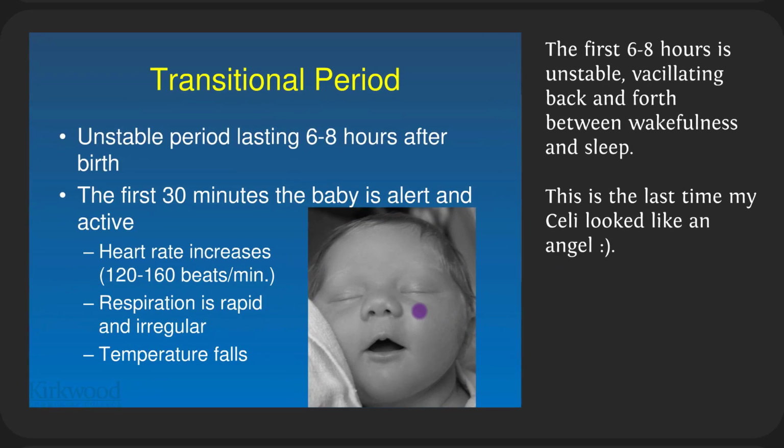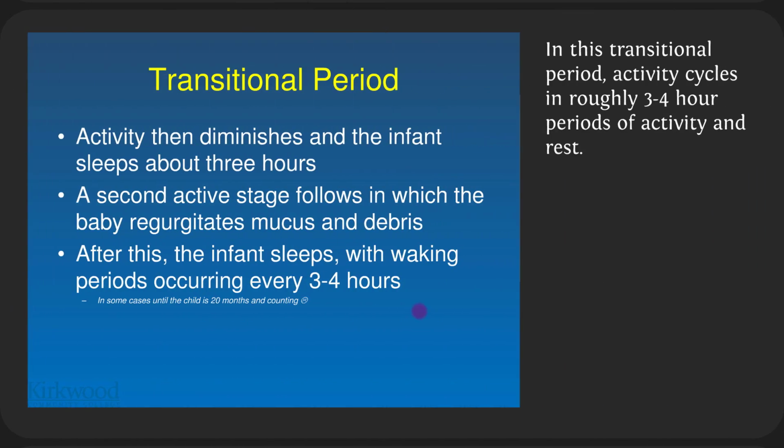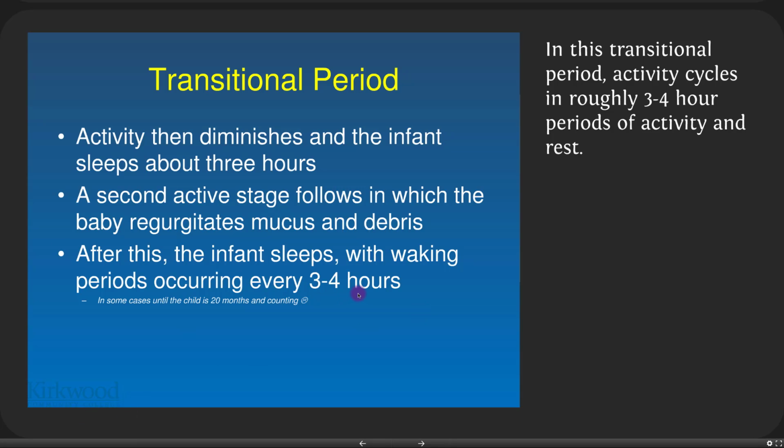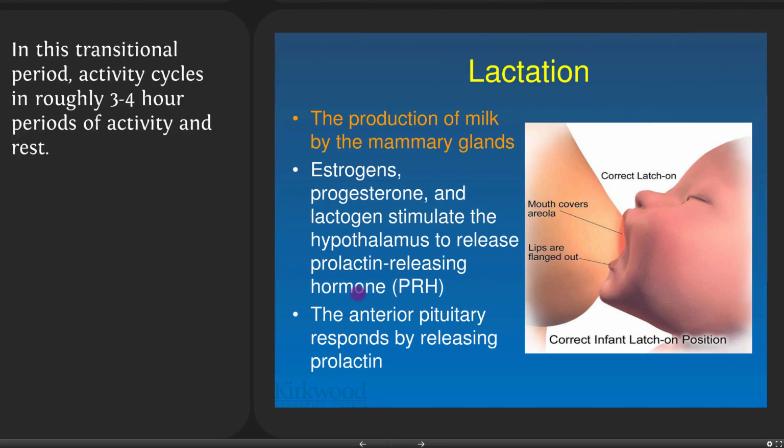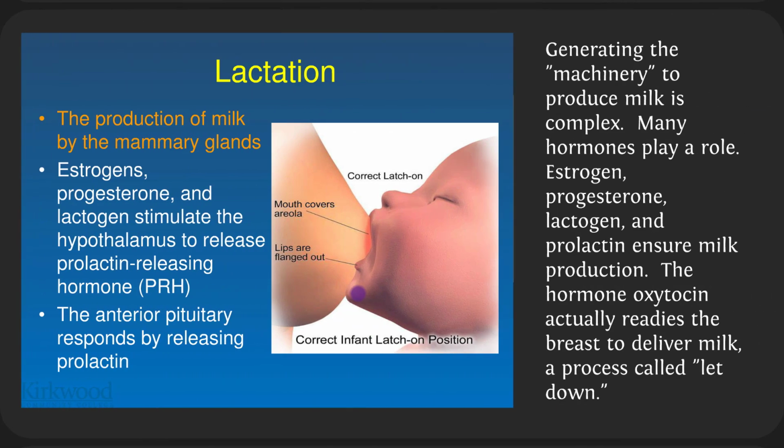The first 6 to 8 hours is unstable, vacillating back and forth between wakefulness and sleep. This is the last time my Celia looked like an angel. I'm just kidding. She's got energy. In this transitional period, activity cycles in roughly 3 to 4 hour periods of activity and rest. And the baby will start to sleep through the night, but man, my beautiful Celia didn't sleep through the night until she was at least 2 years old. Still is up most nights.